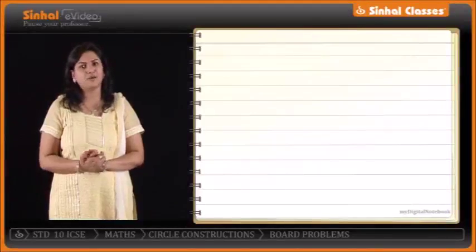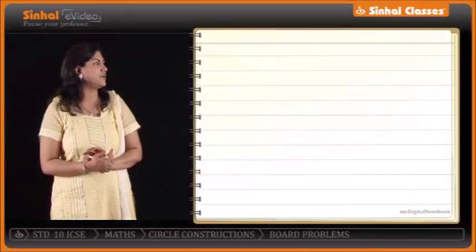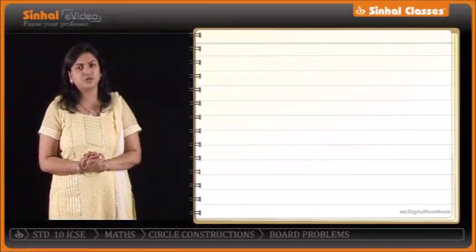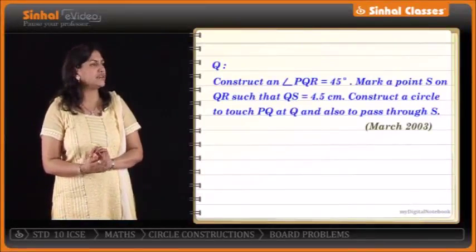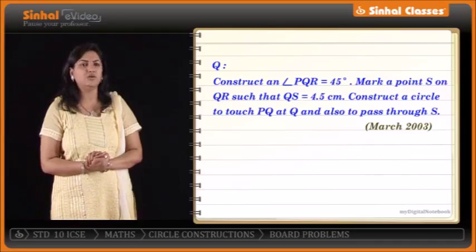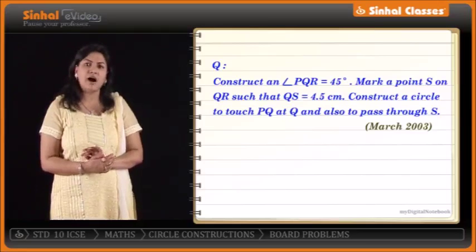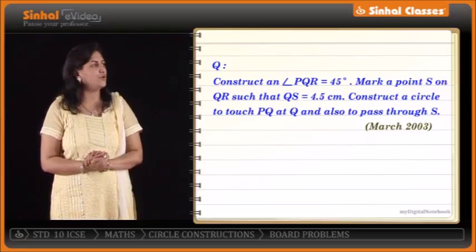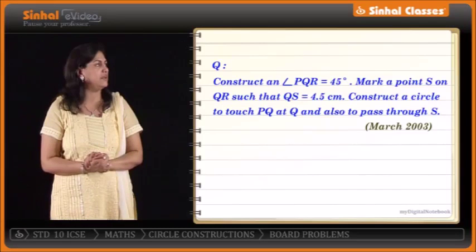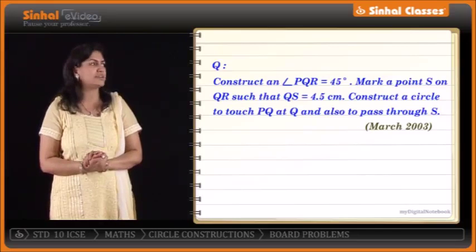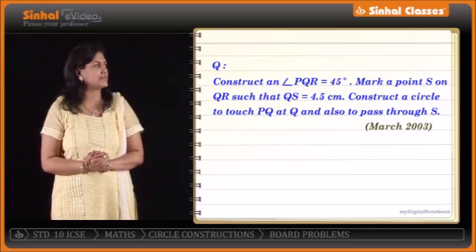Now let's take the board problems. We start with the first one, which is the March 2003 board question. It says, construct an angle PQR equal to 45 degrees. Mark a point S on QR such that QS equals 4.5 centimeter. Construct a circle to touch PQ at Q and also to pass through the point S.